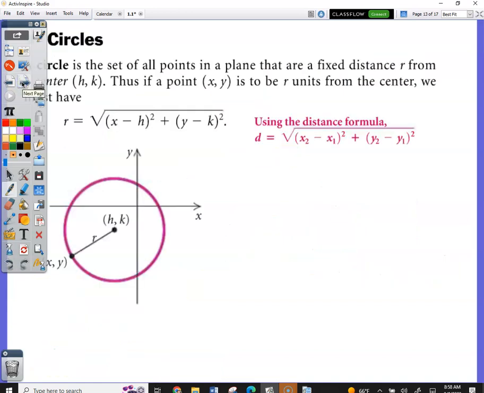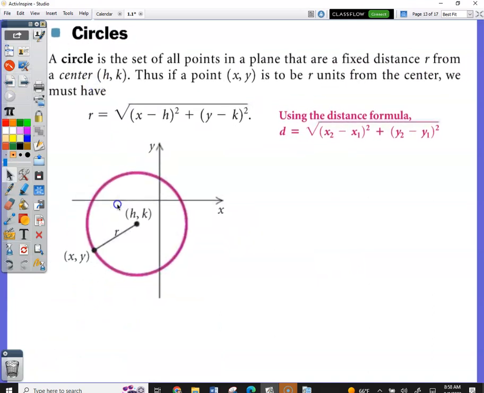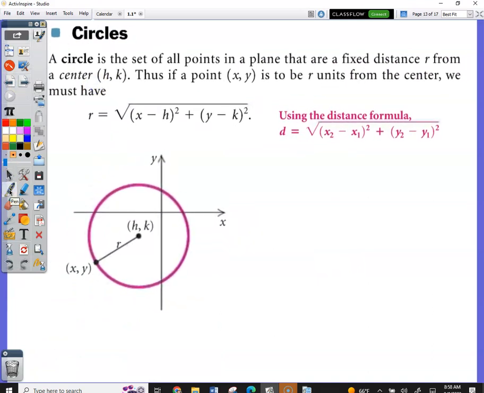Alright, now let's go to the actual definition of a circle. The definition of a circle comes from, or the formula for a circle comes from the distance formula. So let's look at this. This may ring a bell. The center of a circle, the center point of a circle are the numbers in the positions of h and k in the equation for a circle.